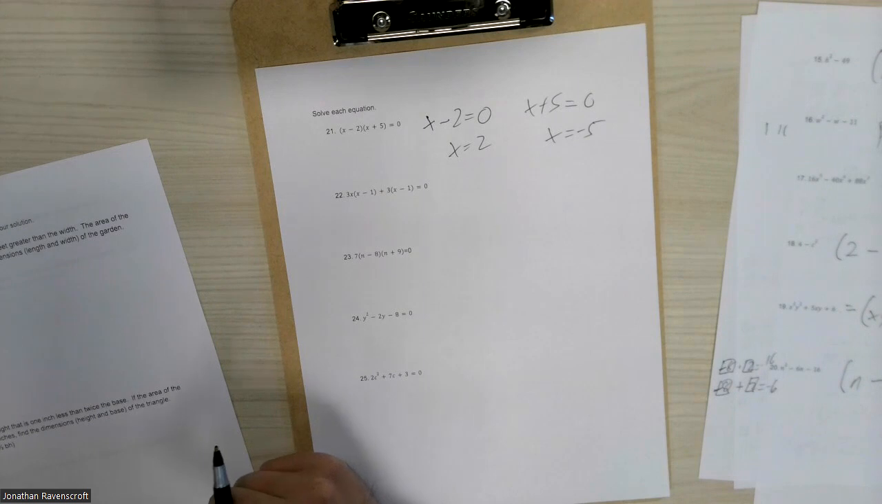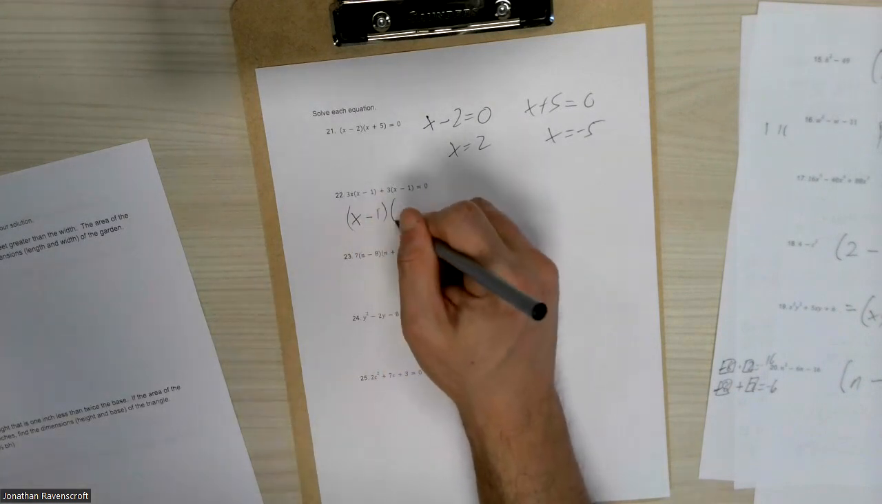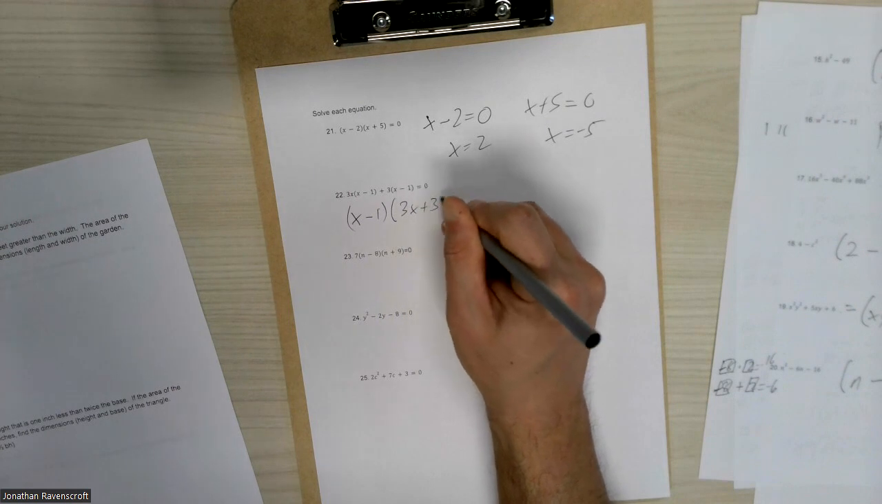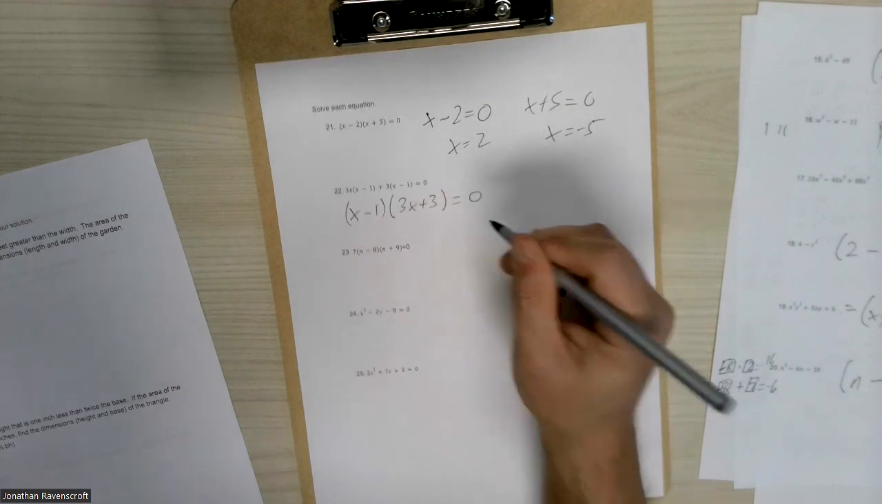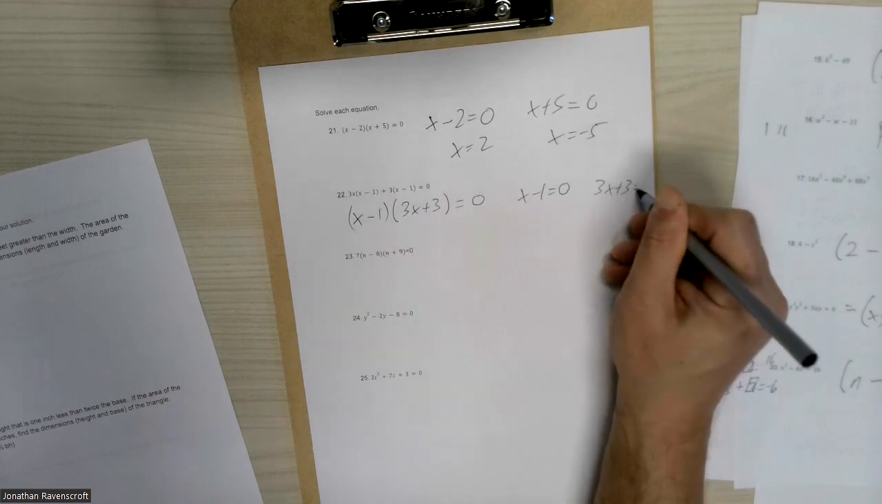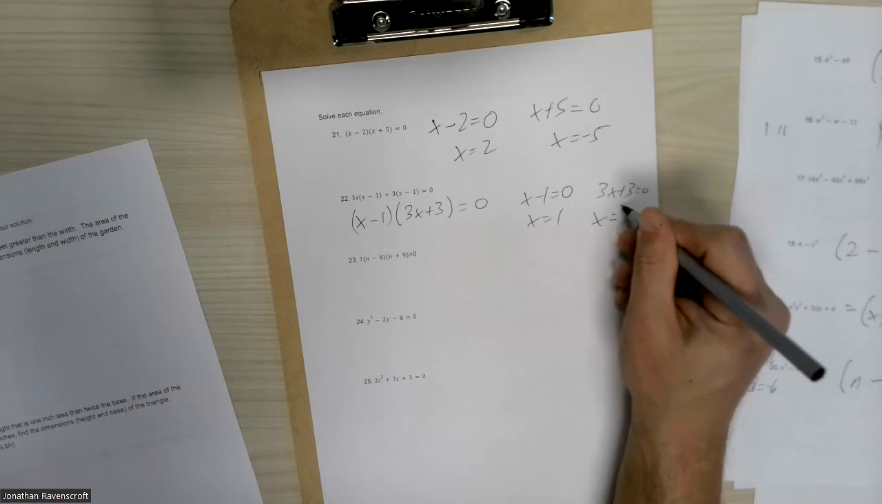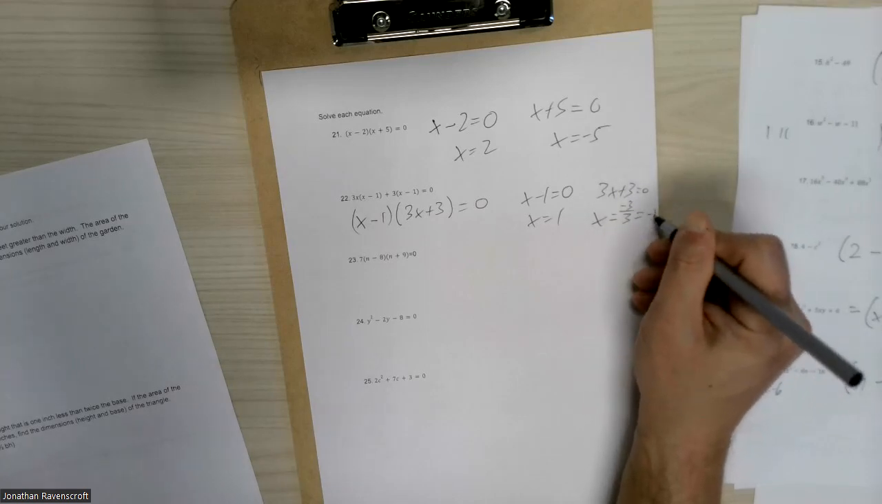Question 22 is sort of factored. Let's take out x minus 1, leaving 3x plus 3, which means x minus 1 equals 0, 3x plus 3 equals 0, x equals 1, x equals -3 over 3, which is -1.